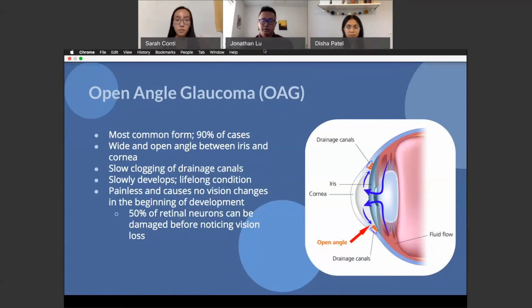Over time, this buildup will block the drainage canals, also known as the trabecular meshwork, and this causes the intraocular pressure to build in the eye and eventually degrades the optic nerve. This condition slowly develops and is unfortunately lifelong. In the beginning of development, however, it is typically painless and causes no vision changes. Some people can lose up to half of all of their retinal neurons before noticing vision loss.